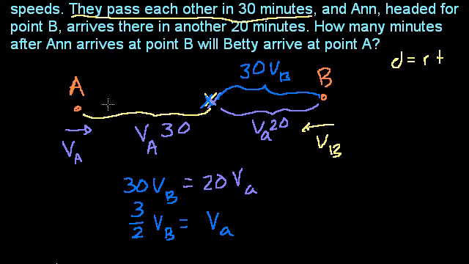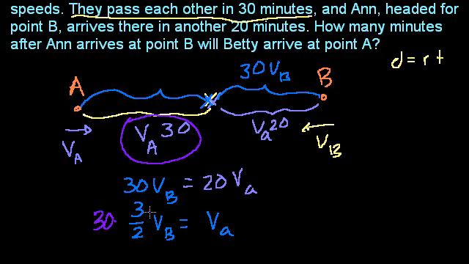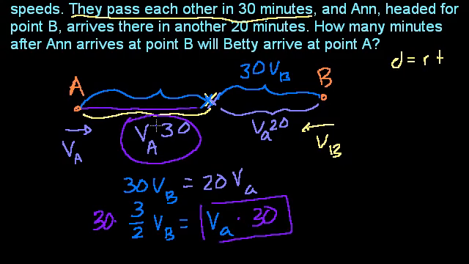Fair enough. So what is this distance in terms of Betty's velocity? We know it in terms of Anne's velocity. In terms of Anne's velocity, it's 30 times Anne's velocity, right? So what is 30 times Anne's velocity in terms of Betty's velocity? Well, we can multiply both sides of this times 30. This distance right here is Anne's velocity times 30 minutes. It took her 30 minutes to travel that far. So this is the same distance expressed in Betty's velocity.